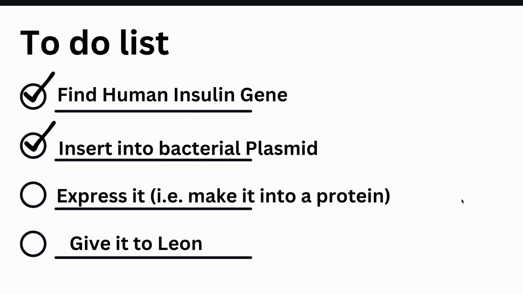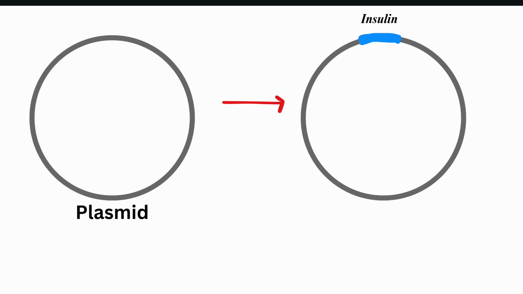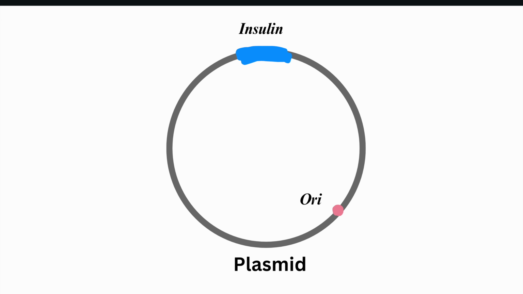Now that we have our modified plasmid, we want to express it to get our human insulin. So initially we had our unmodified plasmid. We used our restriction enzymes to add in our insulin. And now we want some extra things in our plasmid in order to express it. And those are the origin of replication, which allows the bacteria to actually recognize our plasmid and translate it into protein. And the second one is our antibiotic resistance gene.